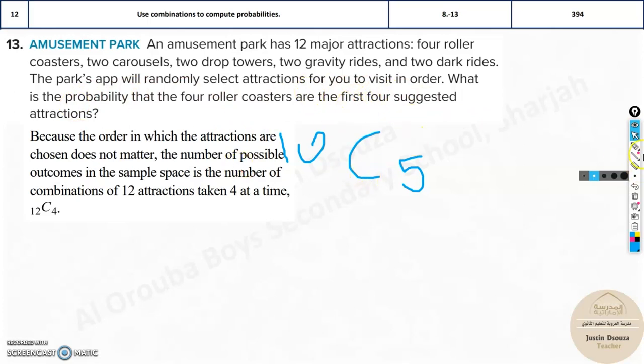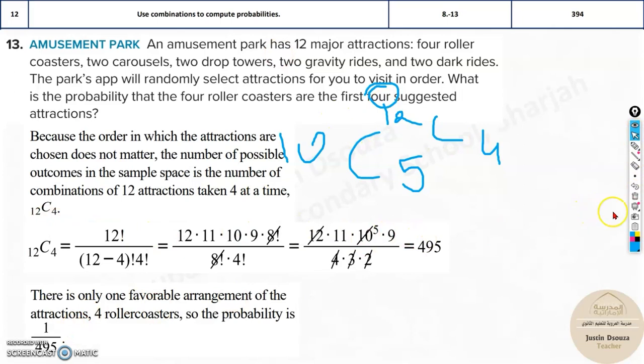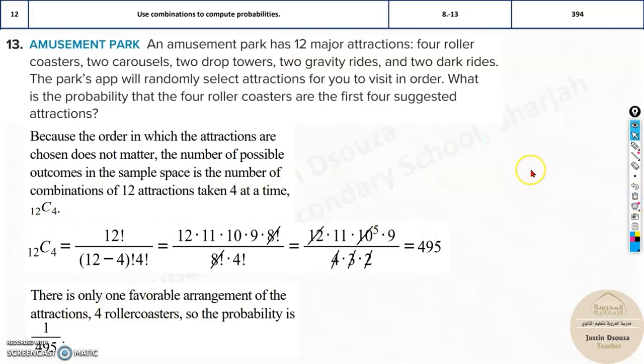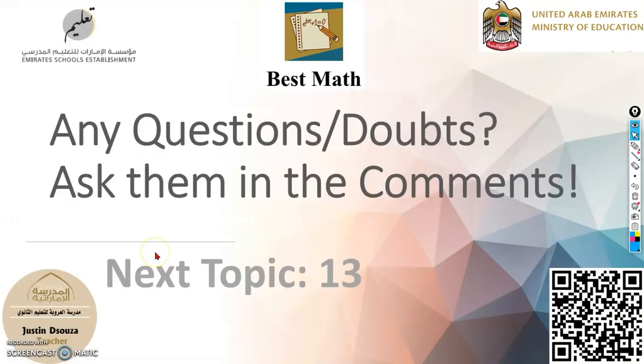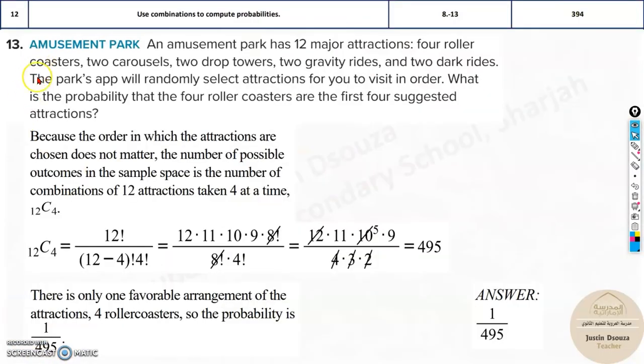So over here you can see they have told R is 4. 12C4 is the answer. And that must be divided by 1. And that's it. That is the answer. I hope this is clear. Combinations are only asked, so directly you can use the combination and solve these problems. 1 by 495 is the answer. That's the end of the topic number 12.